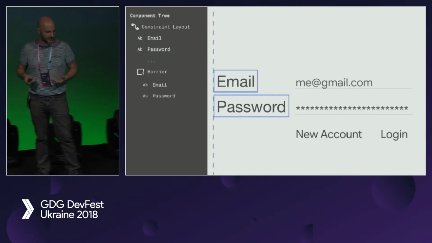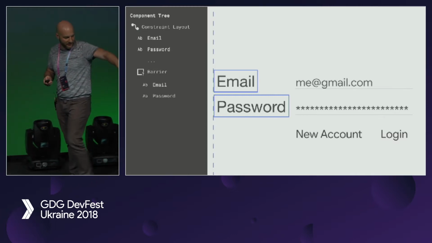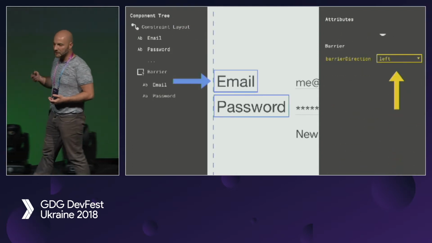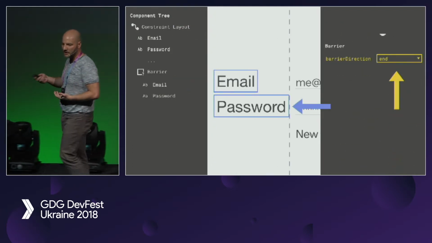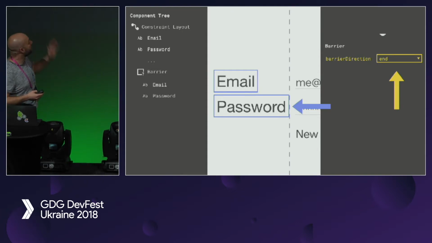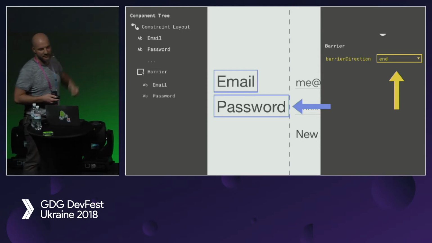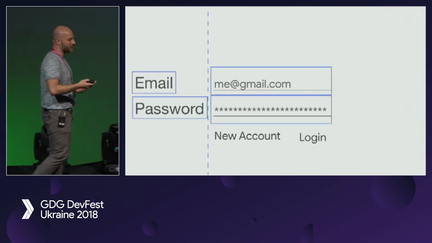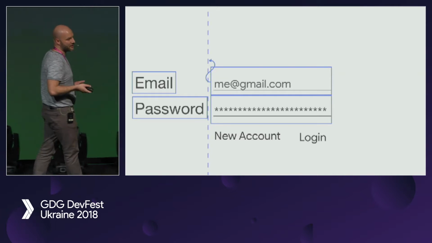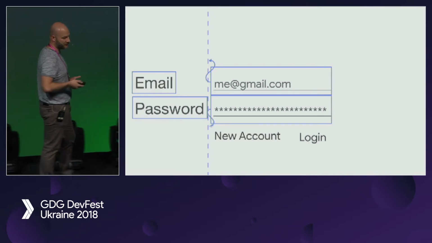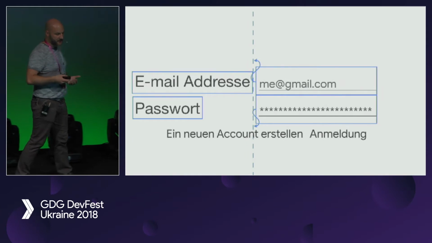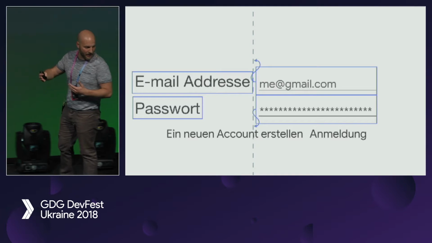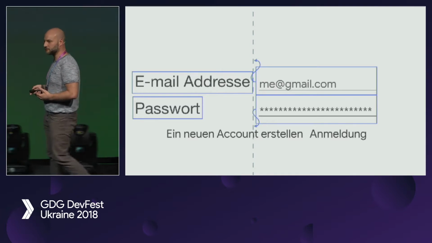When I start out, it's going to put the barrier on the left side, which is not actually what I wanted. So I go back over to the attribute editor, and I can set the barrier direction. The two options are start and end. Let's move it over to the end, which will always position it at the end of these text views. So now I just take my email address and my password field, and I constrain these to the barrier instead of any of the individual text views. And when I translate to German, the barrier is going to shift based on the length of the longest text view, and all of the rest of the layout's going to follow.